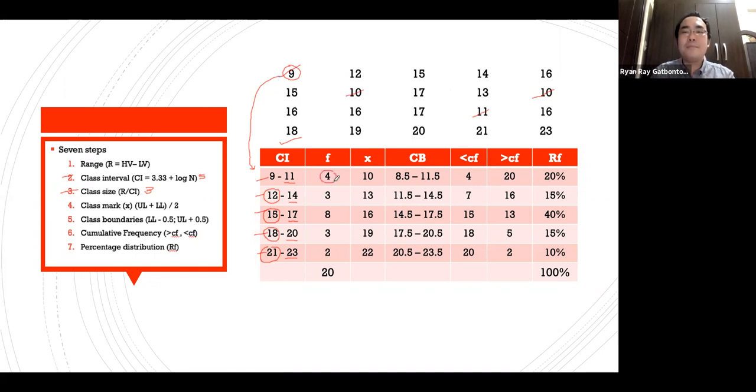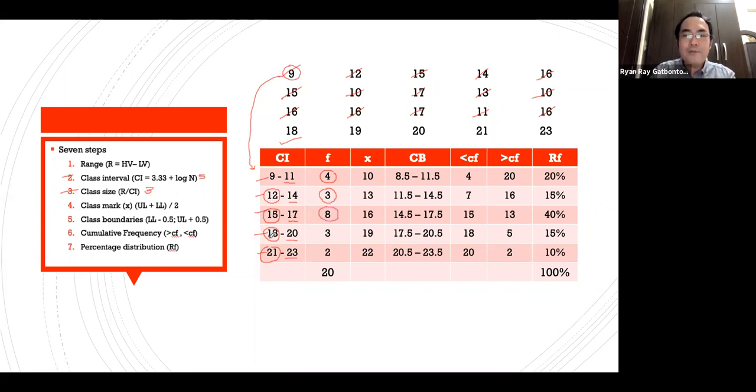All right. Same thing with this value. We find 12, that's 1, 2, and 3. So that's why this is 3. For the class interval of 15 to 17, we count again. We look for those values. We count: 1, 2, 3, 4, 5, 6, 7, and 8. All right. So that's why this is 8.